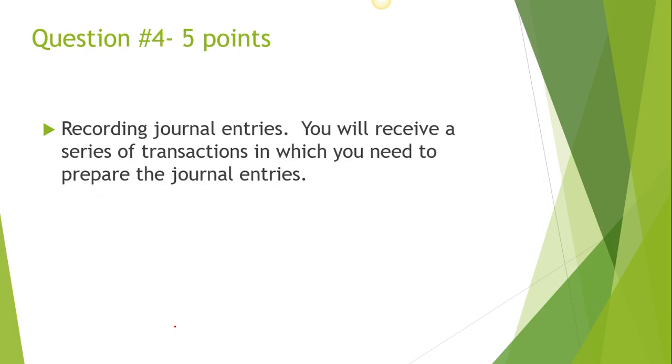Question number 4 is 5 points. Journal entries. You will receive a series of transactions in which you need to prepare the journal entries. So again, a lot of these might be from the adjusting journal entries. This is just a basic how do you record journal entries. You'll be given a journal and you just record them as you see.